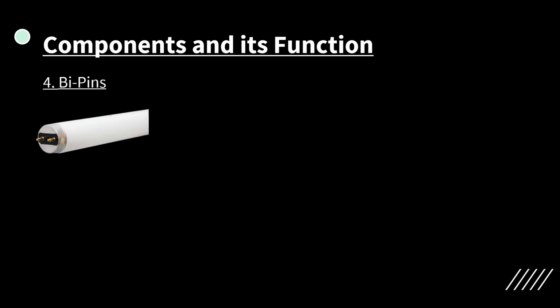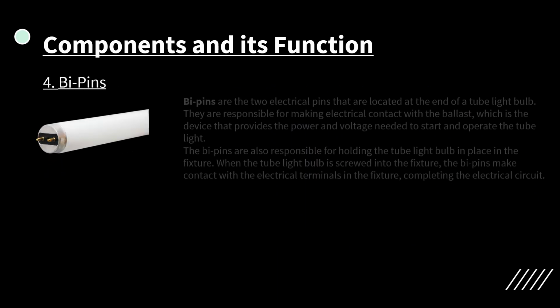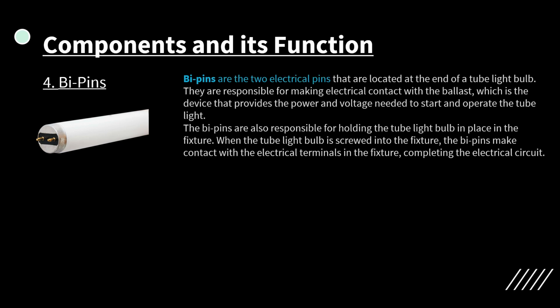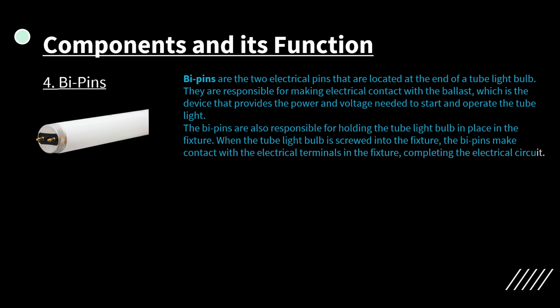The fourth one is bipins. Bipins are the two electrical pins that are located at the end of a tube light bulb. They are responsible for making electrical contact with the ballast, which is the device that provides the power and voltage needed to start and operate the tube light. The bipins are also responsible for holding the tube light bulb in place in the fixture. When the tube light bulb is screwed into the fixture, the bipins make contact with the electrical terminals in the fixture, completing the electrical circuit.